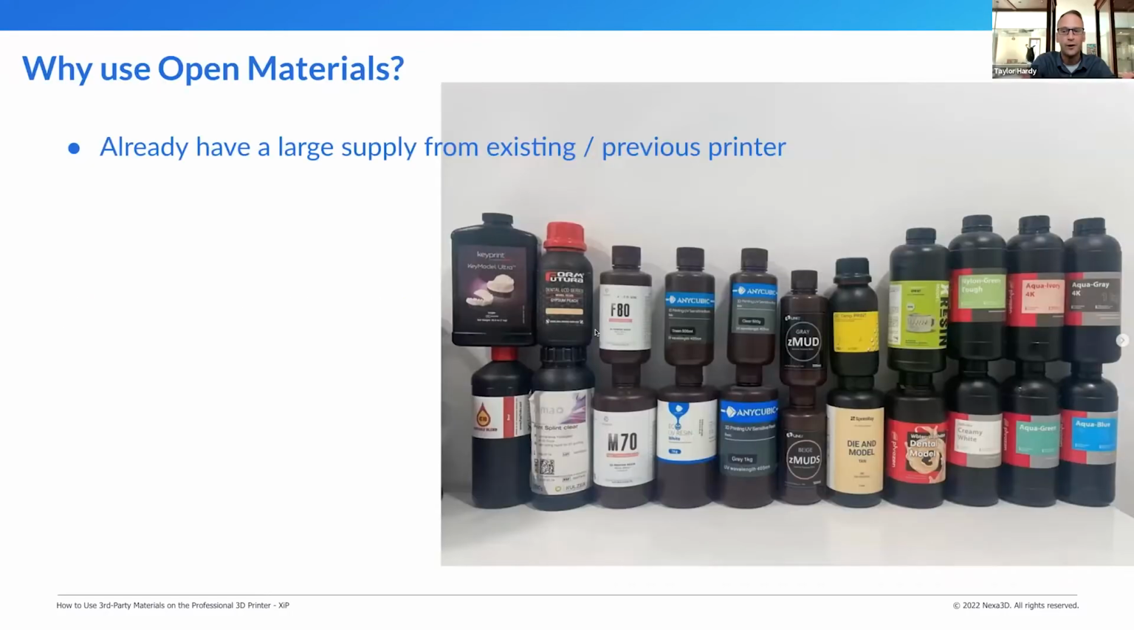So why would we want to use them? Most obvious reason is, most of the people in the beginning that answered the poll already have a printer. So you can use all the existing supplies of resins that are available. That's one of the biggest reasons why having an open platform is so important, because you can use up your current inventory.